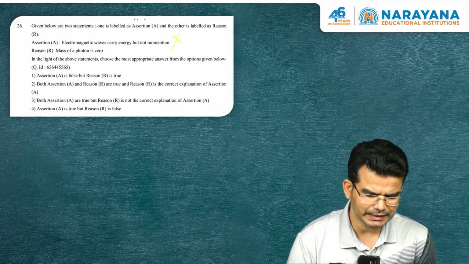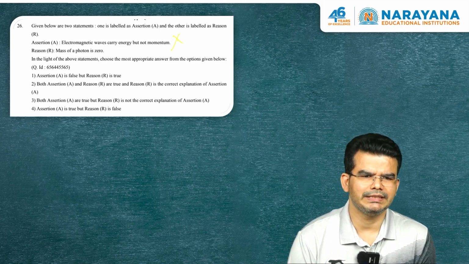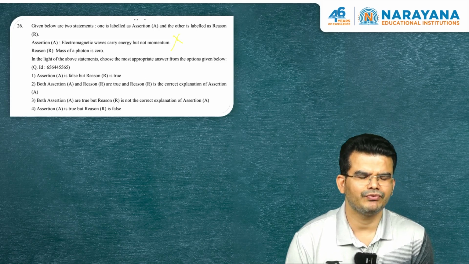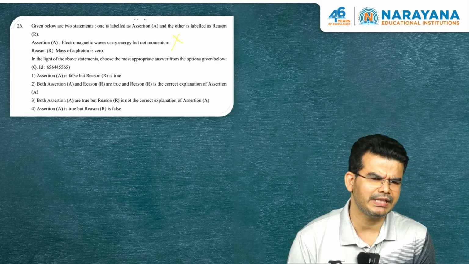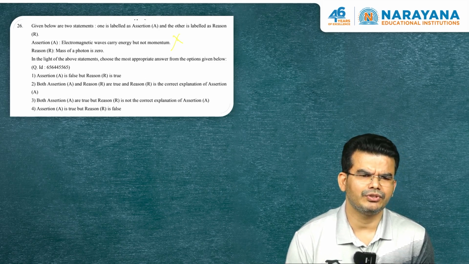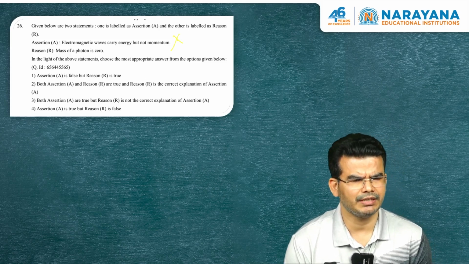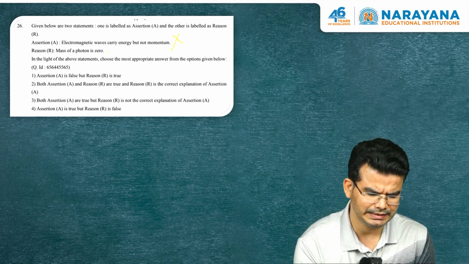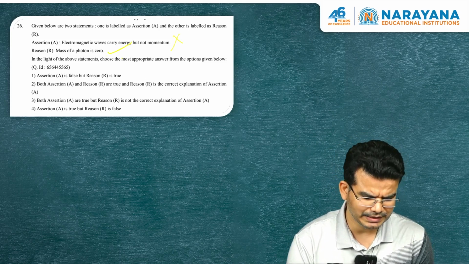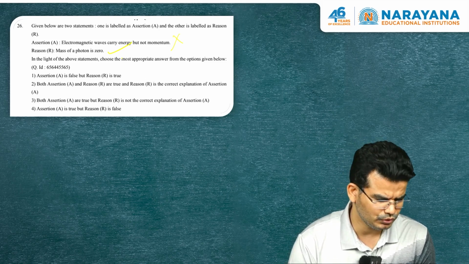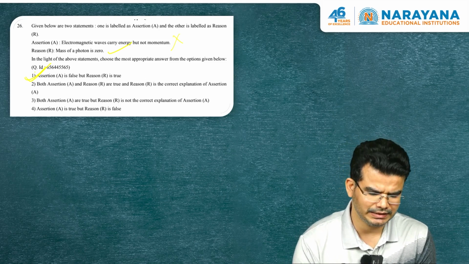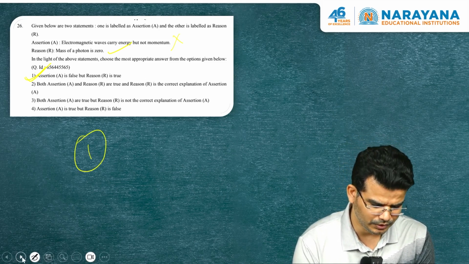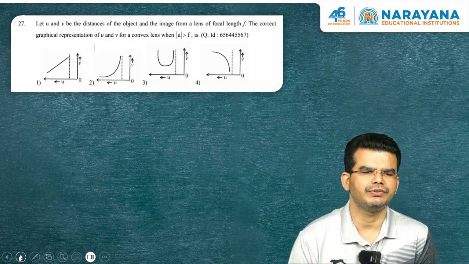Second statement is: mass of photon is 0. Actually we know that for a photon its rest mass is 0. Although here mass is written, we will assume that the mass of photon is 0, meaning the examiner is talking about rest mass. So the second statement is correct. The correct answer is that assertion is false and reason is true, so we will go with option 1. Option 1 is the correct answer: assertion is false and reason is true.